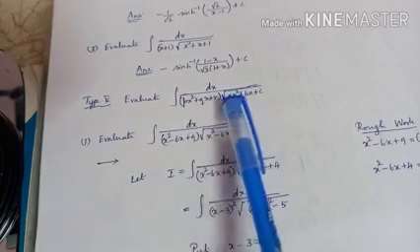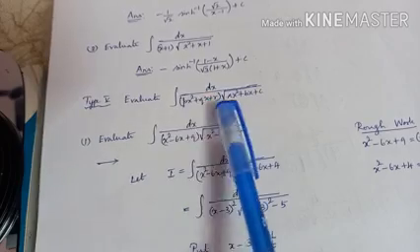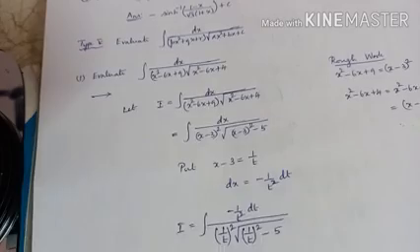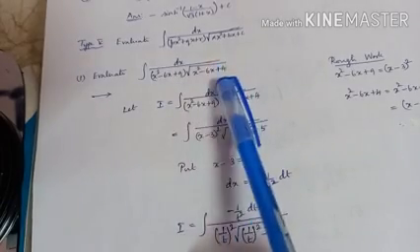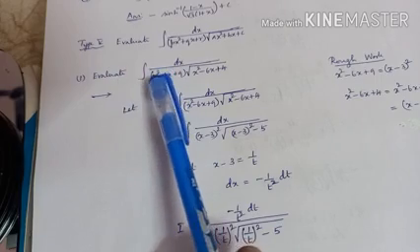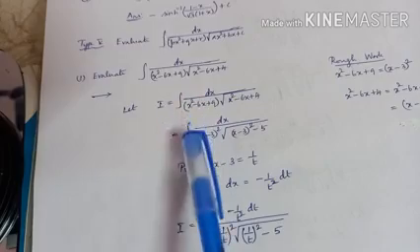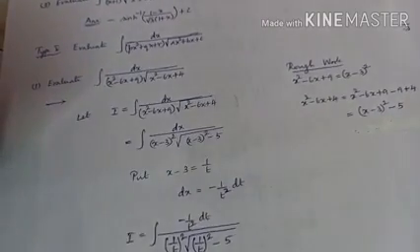Evaluate the integral dx by a quadratic polynomial into the square root of a quadratic polynomial. So how do we do this? If it is a quadratic polynomial times the square root of a quadratic polynomial, you can write it as a perfect square term, in the form (a minus b) whole square. You can write it as a perfect square term.